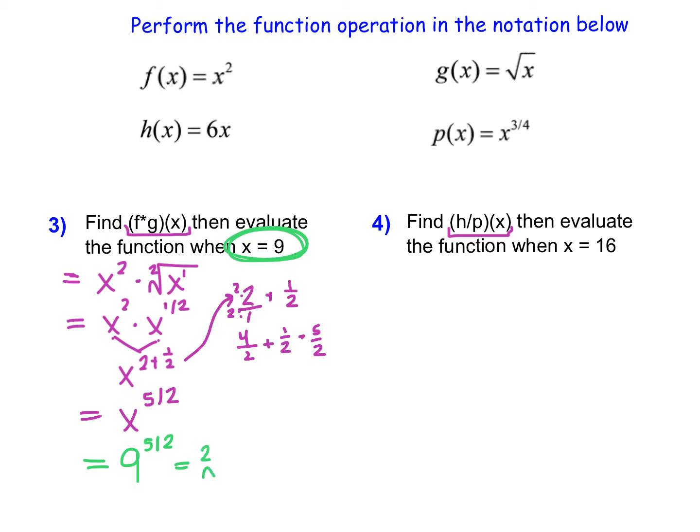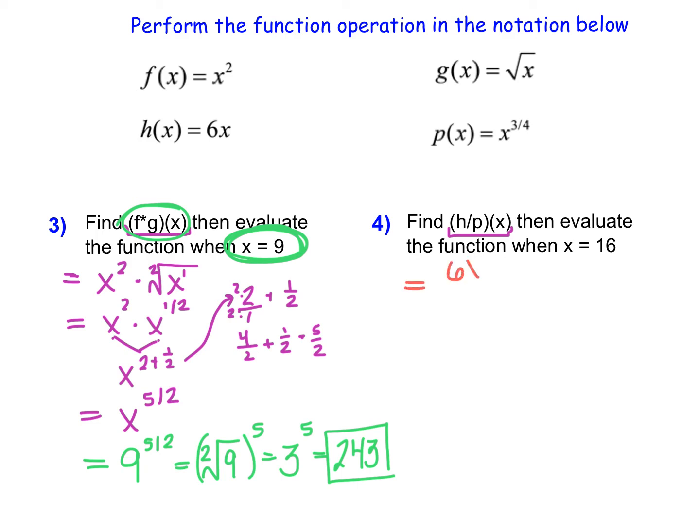Well, I know that I can rewrite that as the square root of 9, then to the power of 5. So that becomes 3 to the power of 5. And if I evaluate that with my calculator, 3 to the power of 5 is 243. So here I was able to multiply those two functions together and then evaluate it when x was equal to 9. Now if we take a look at this next example, we're being asked to take h of x, which is 6x, and divide it by x to the power of 3 over 4.